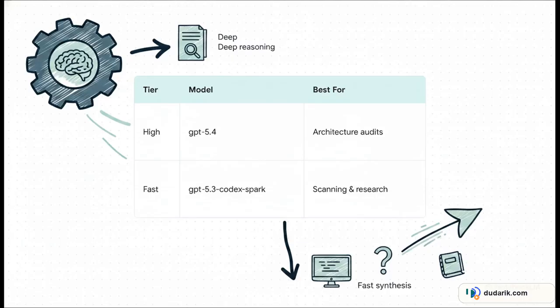For deep reasoning tasks, architecture reviews or complex security audits, the subagent's toml file routes it straight to the high-tier GPT 5.4 model. But for fast, lightweight stuff like codebase scanning, researching docs, or handling an installation, it automatically routes to the faster, way cheaper GPT 5.3 Codex Spark model. It's a perfect balance of deep reasoning and fast, low-cost synthesis.